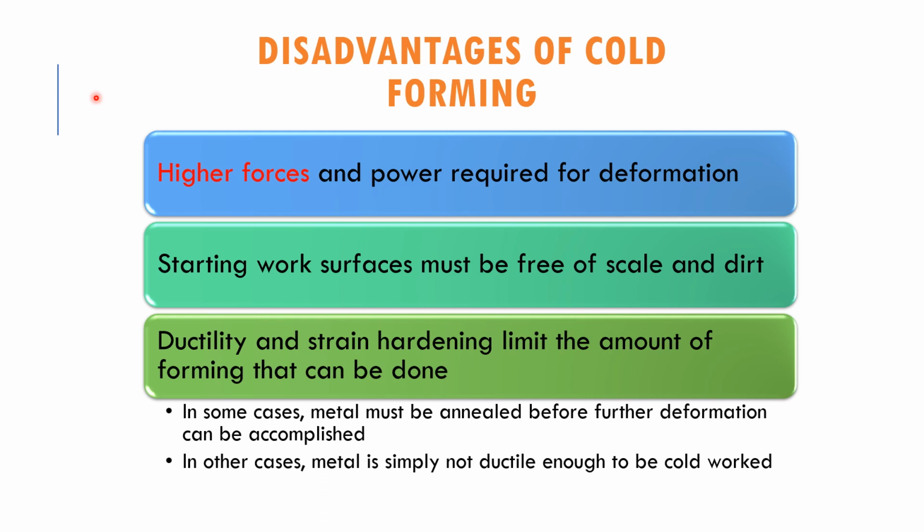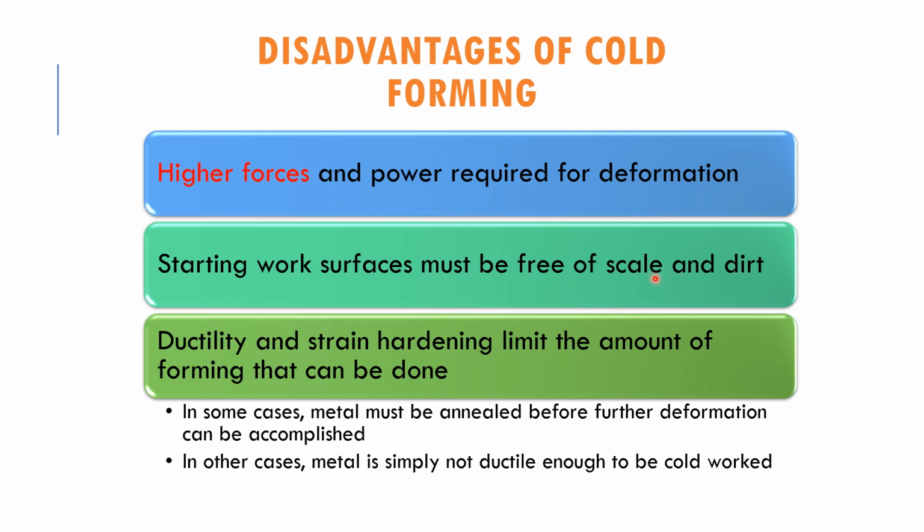Despite the advantages, there are also disadvantages. For example, you will need higher forces and power for the deformation. Of course, a work material that is softened by heating will flow much better compared to one without heating. Also, the starting work surface must be free of scale and dirt. So the starting material cannot have any scale or oxide layer on it.